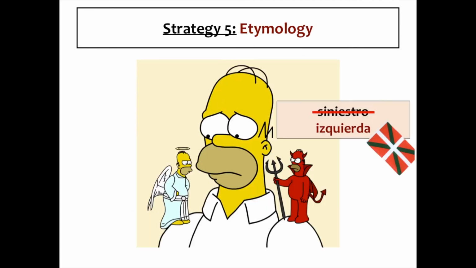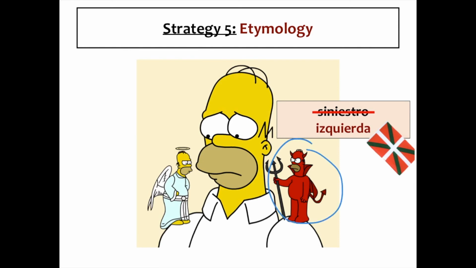The next strategy I want to discuss is etymology, and etymology is something that I love, and it's all to do with the history of language and where words come from. A great example is the word izquierda in Spanish. Now, Spanish comes from Latin, and the Latin word for left was sinistra, which meant left or left hand.